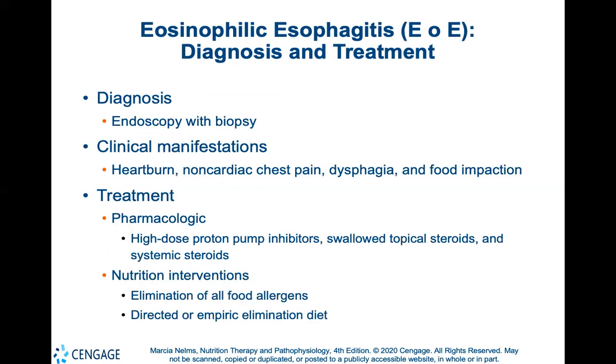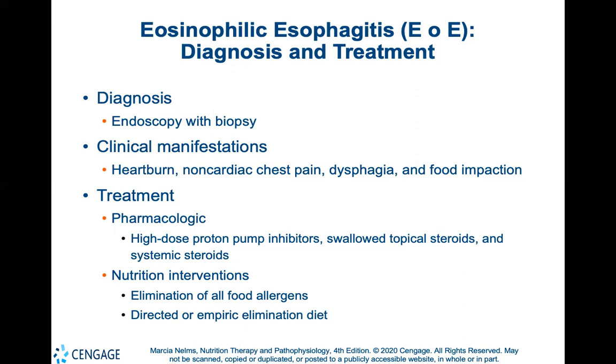The American Gastroenterological Association guidelines state that the diagnosis requires an endoscopy with biopsy revealing greater than 15 eosinophils per high power field. Symptoms of EoE in adults include heartburn, non-cardiac chest pain, dysphagia, and food impaction. Infants and children may present with a history of feeding dysfunction, nausea, vomiting, and abdominal pain.